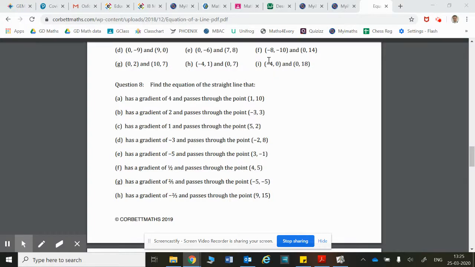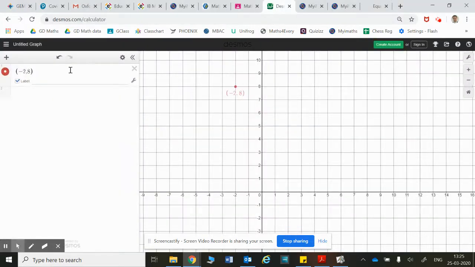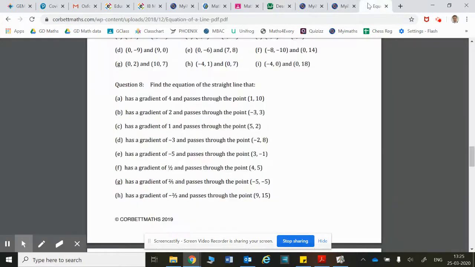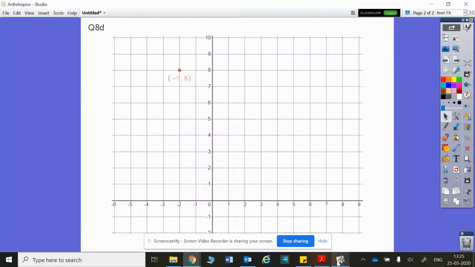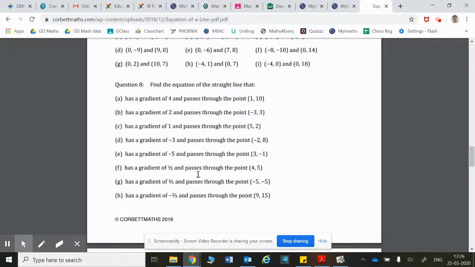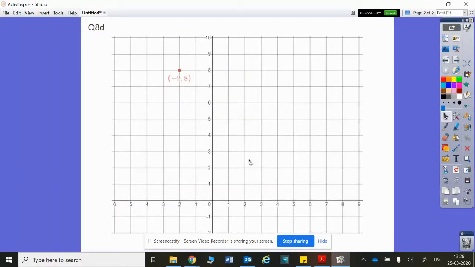So I've just gone back to Desmos and I've put in my coordinate point (-2, 8). And what do they say? They say it has a gradient of -3. So taking a little screen grab of this, and there we go, we've got (-2, 8). Let me just check that again. (-2, 8) was right, yeah, okay. And it's got a gradient of -3.